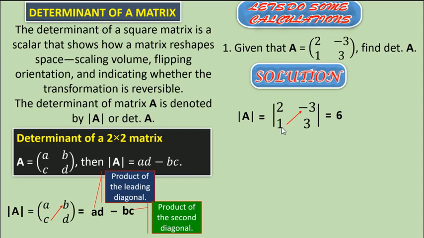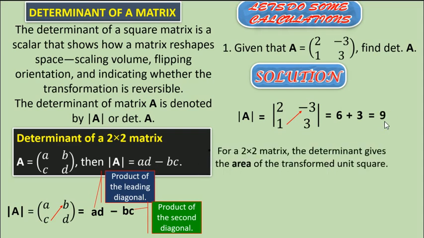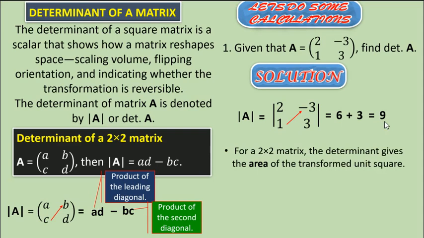So you are going to have 1 times minus 3. The answer is minus 3. But because the direction of the second diagonal is minus, the minus 3 will give us plus. So now you have plus 3. Now if you add them, what is the determinant of this matrix? 9. So the determinant of this matrix is 9.